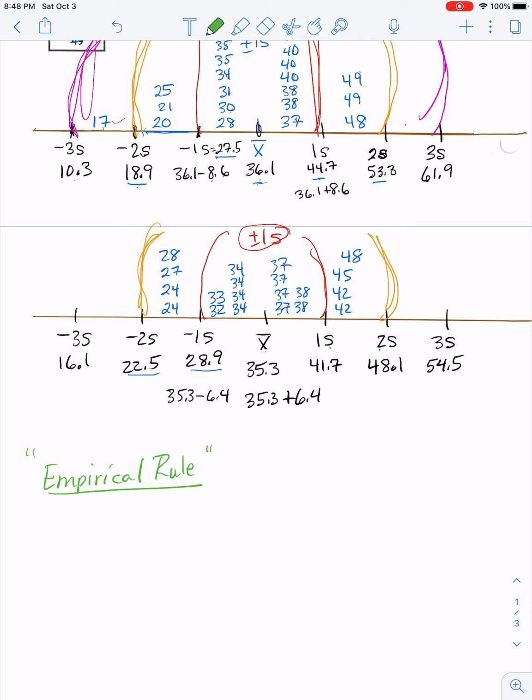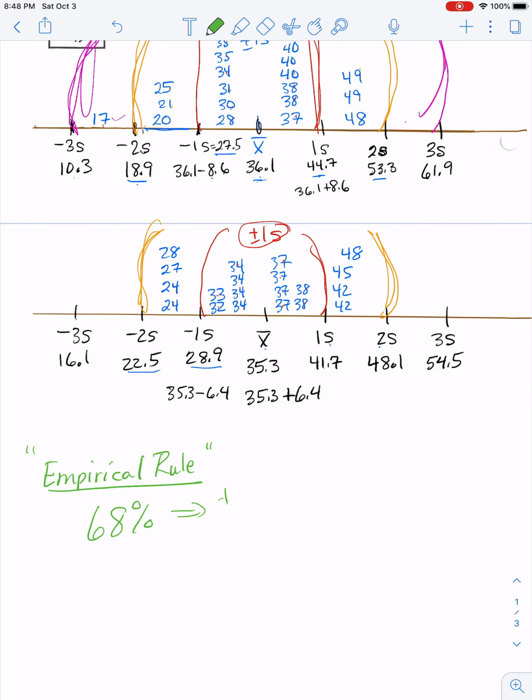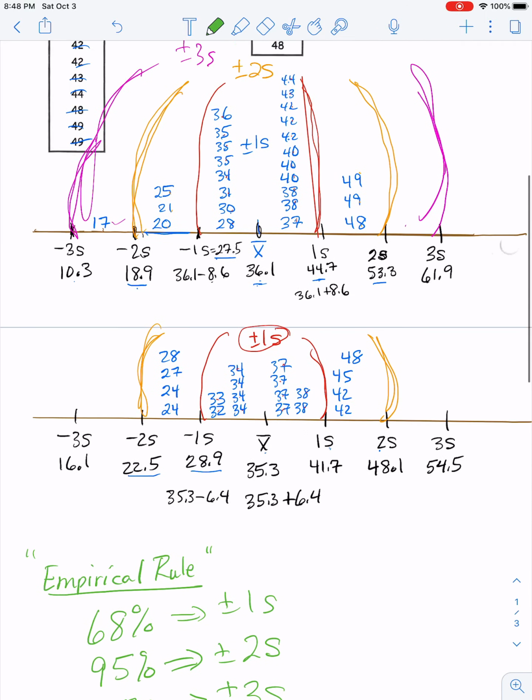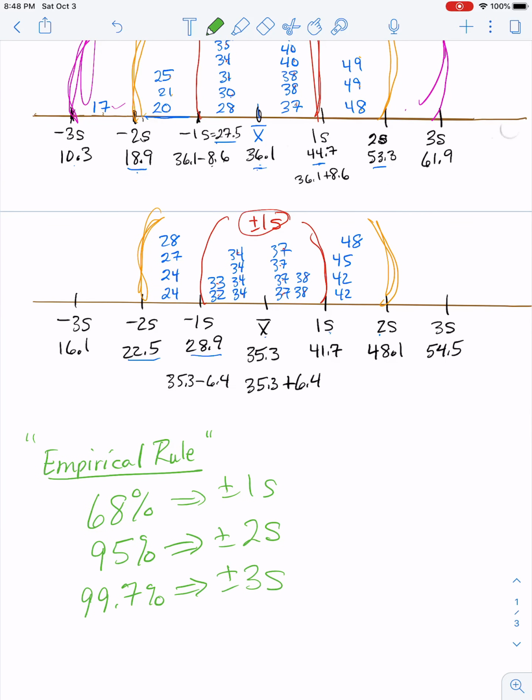Or according to a rule, 68% of the data is expected to fall within 1 deviation of the mean. 95% of the data is expected to fall within 2 deviations of the mean. And then 99.7% of the data is expected to fall within 3 standard deviations of the mean. Okay, so that's where this is all headed. I wanted to show you one with real data before we get into the theoretical of what's called the empirical rule.